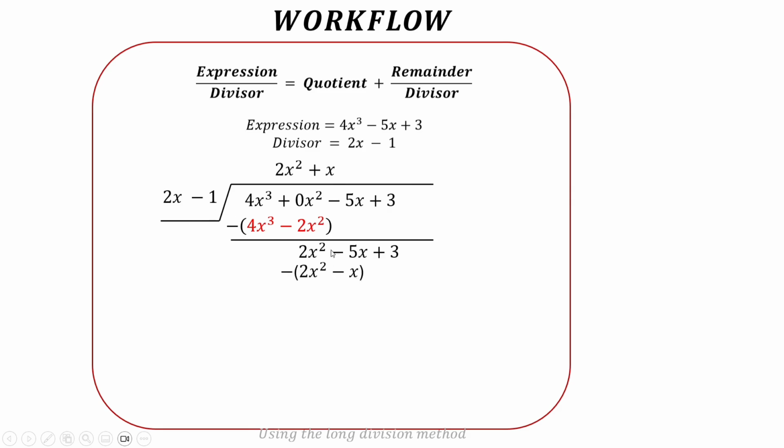Then we subtract this whole thing from the expression above, and that is going to give us -4x. Then we include our +3 over here, and again we look for a term which, when we multiply by 2x, is going to give us -4x. That will be -2. Then we multiply this -2 with this whole expression, which gives us -4x plus 2. We do the subtraction, and eventually we end up with 1.